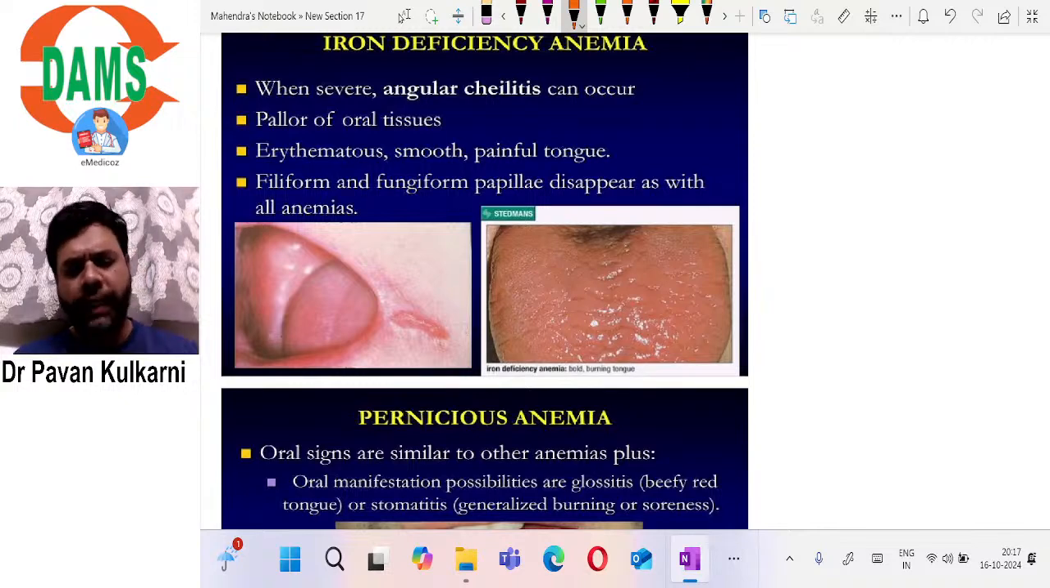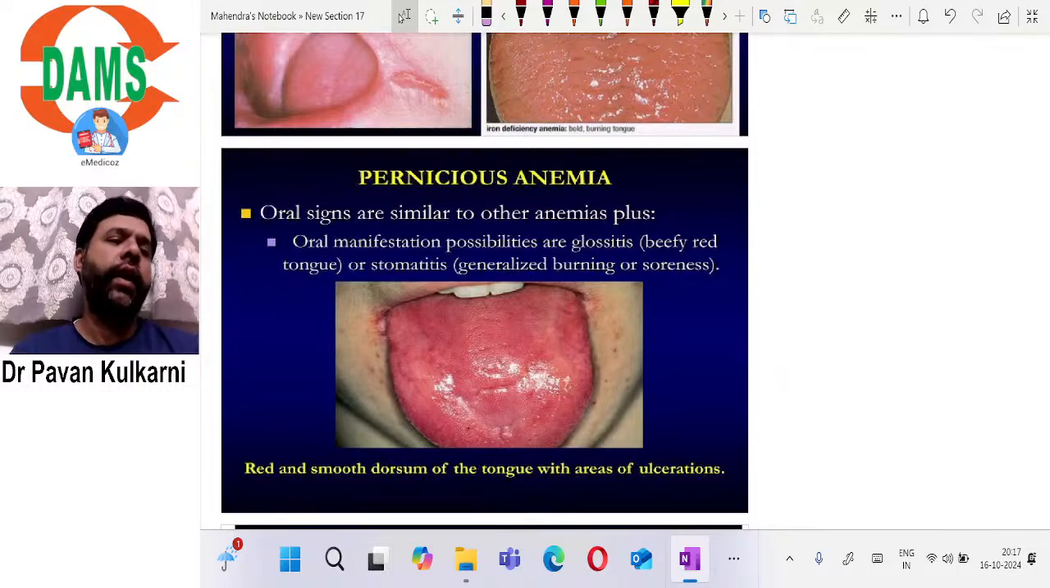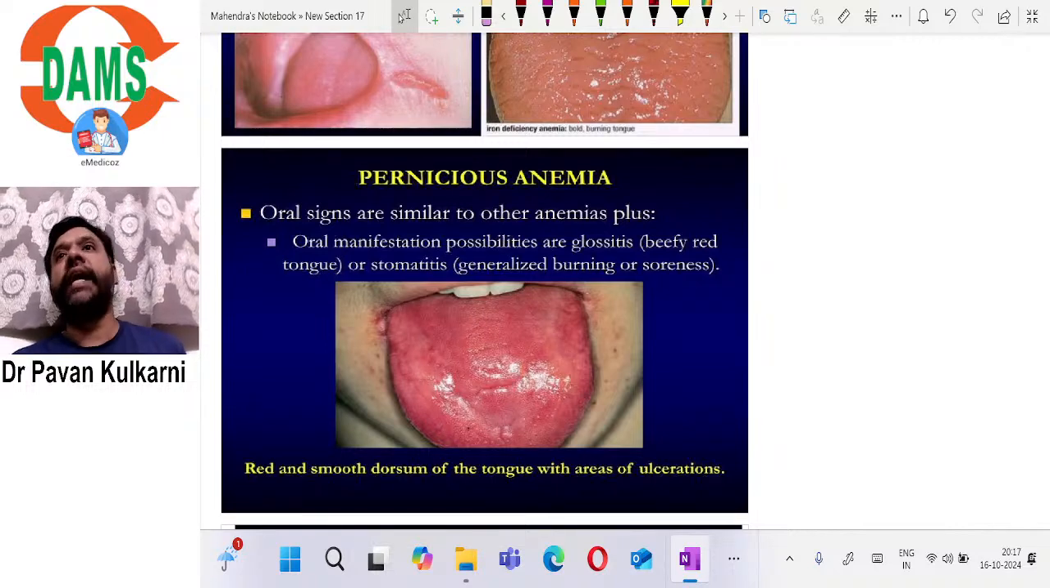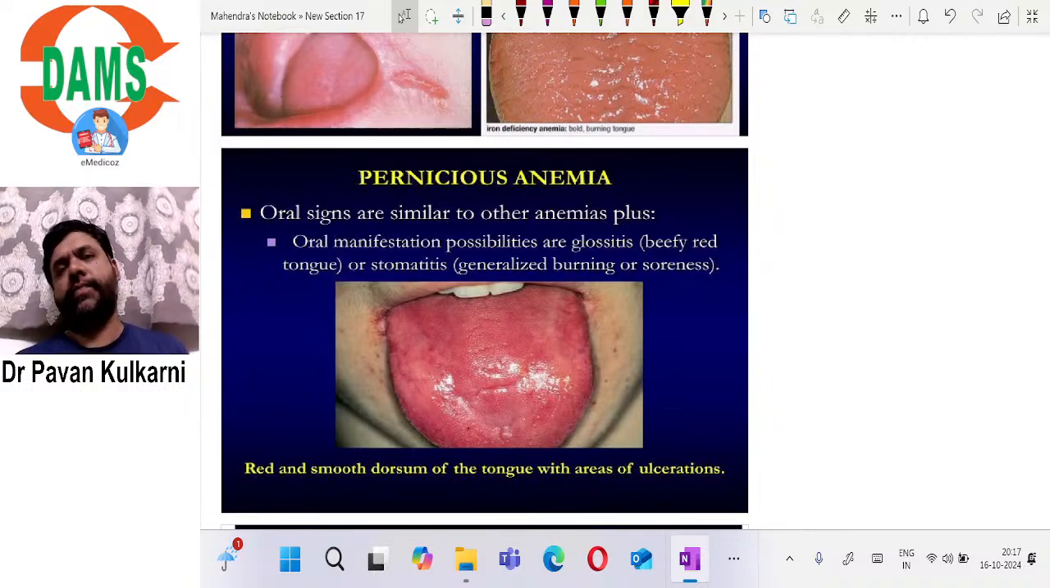But in pernicious anemia, you will see something called a beefy red tongue. What is that beefy red tongue? The beefy red tongue is known as Hunter's glossitis.